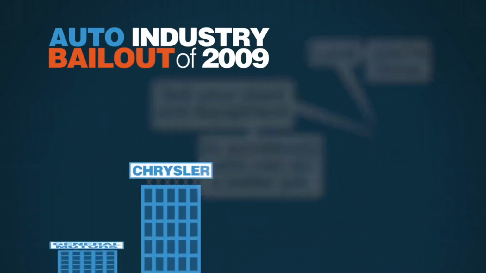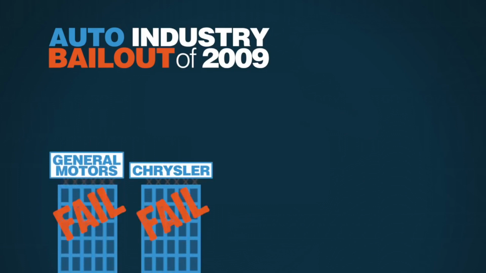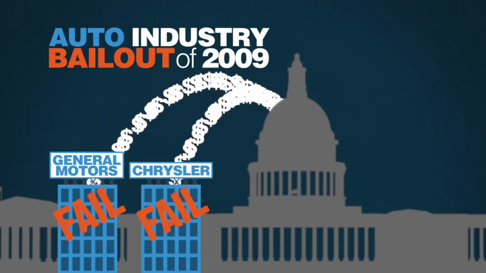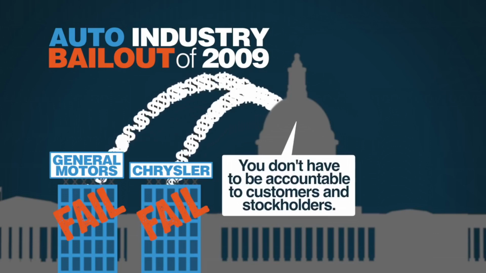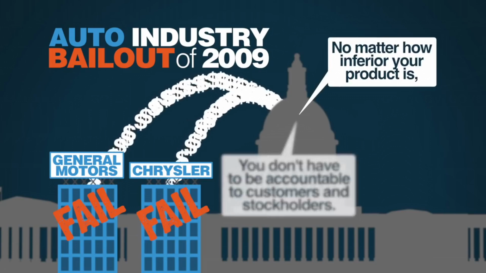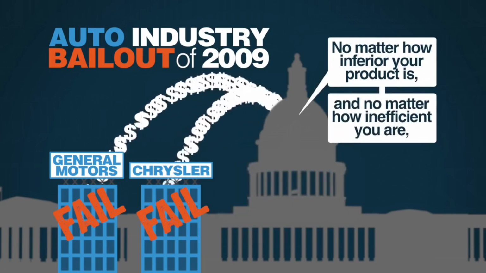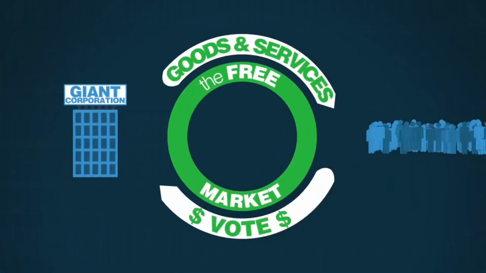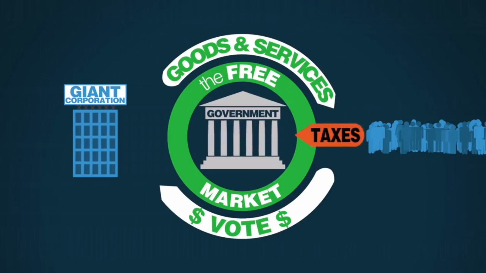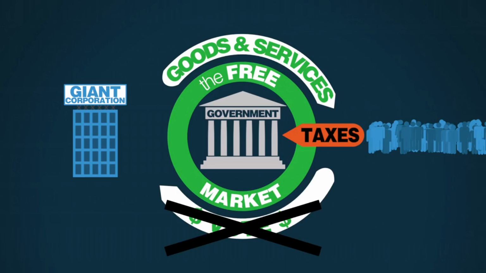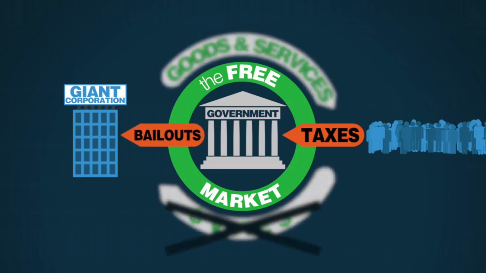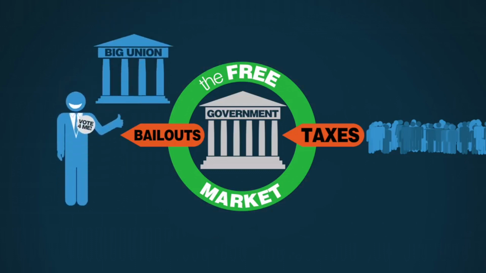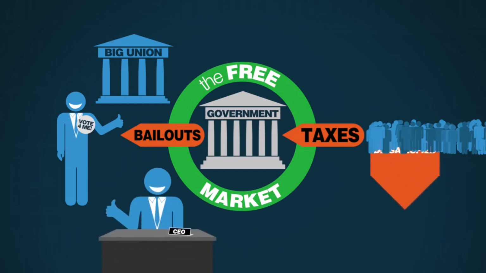But when Chrysler and General Motors failed, they went to Washington, D.C., and got the government to bail them out. The government bailout essentially meant to them, you don't have to be accountable to customers and stockholders. No matter how inferior your product is, and no matter how inefficient you are, we'll keep you in business by taking your fellow man's money. When the government interferes in this way, it takes the power away from the people and rewards companies that couldn't compete successfully in the marketplace. That may work out very well for politicians, big unions, and corporate officers, but it seldom does for the taxpayer.